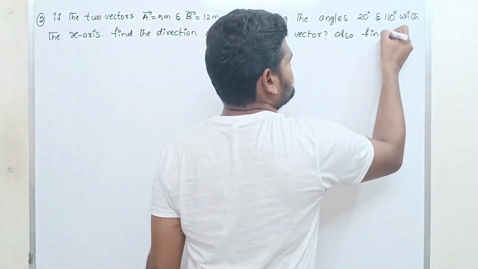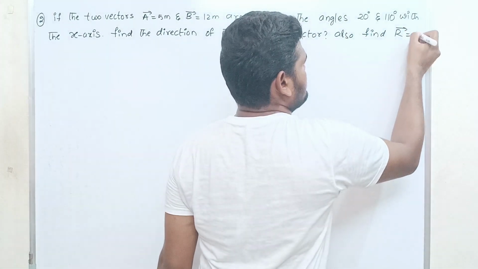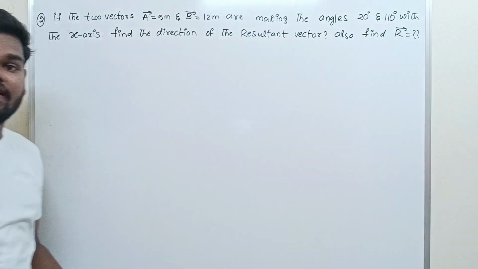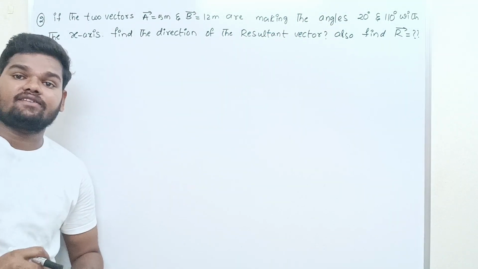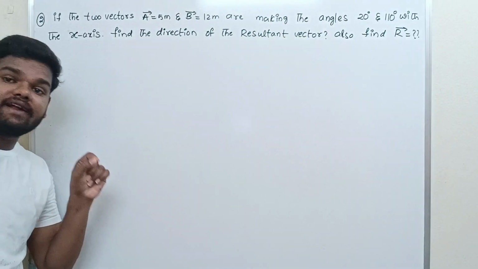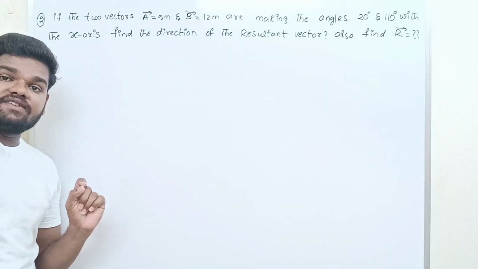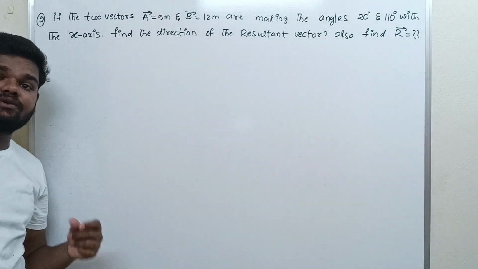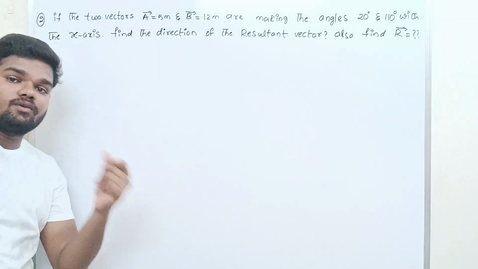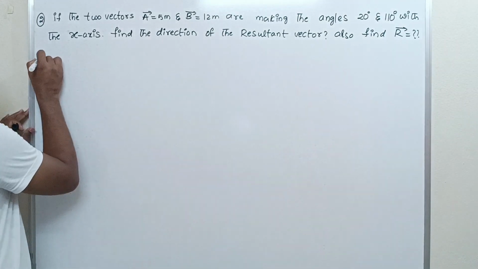Also find out R bar. So we have to find out R bar as well as the direction of the resultant vector. Okay, so pause the video and try the solution. 3, 2, 1, go. Right, have a look. I'm going to do the solution.